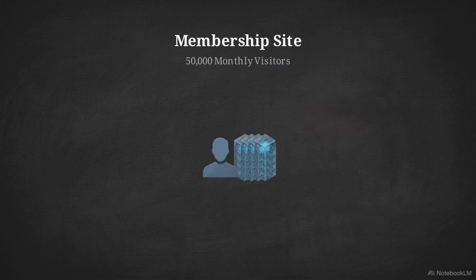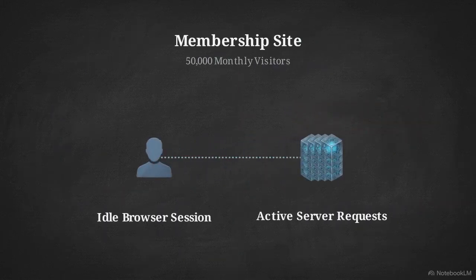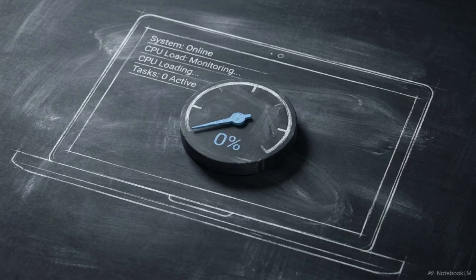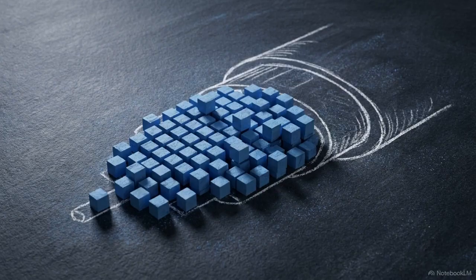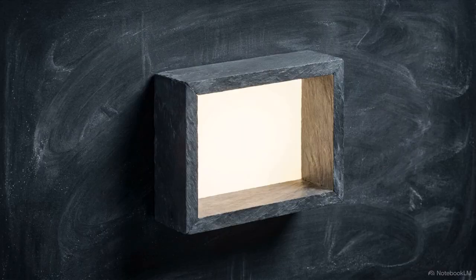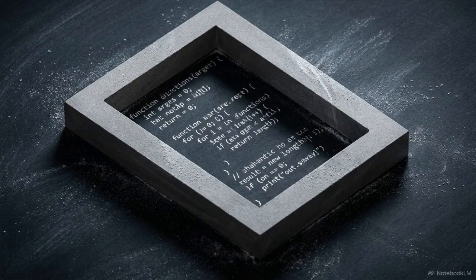Why? Because an idle browser session is not an active server request. When a visitor spends 20 seconds reading an article, their browser is idle. During that 20-second window, they occupy exactly 0 processing power. True server capacity is determined entirely by the exact number of requests hitting the PHP engine at the exact same millisecond.